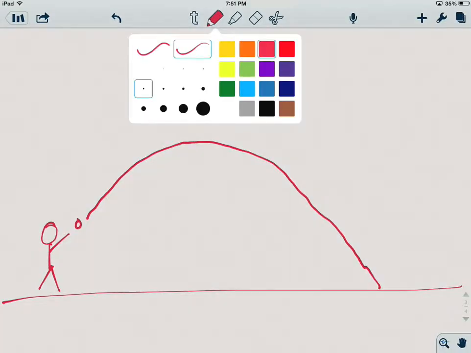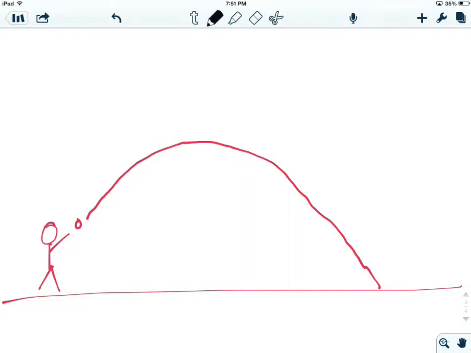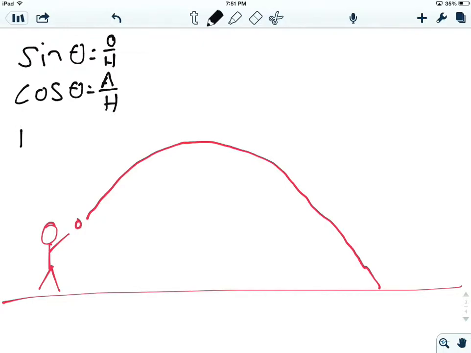Now, to solve for these types of problems, you have to do a little bit of trig work. So we use SOHCAHTOA for this. We have sine, cosine, tangent: SOH CAH TOA. Okay. Now, what is SOHCAHTOA?